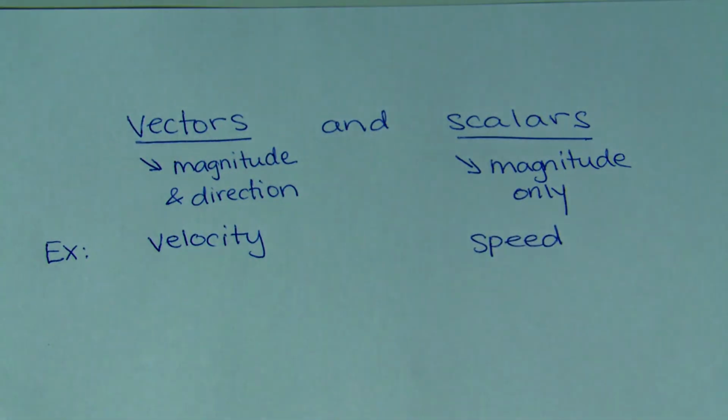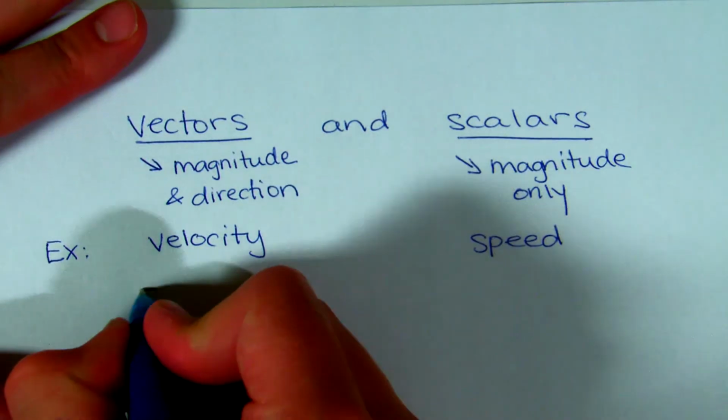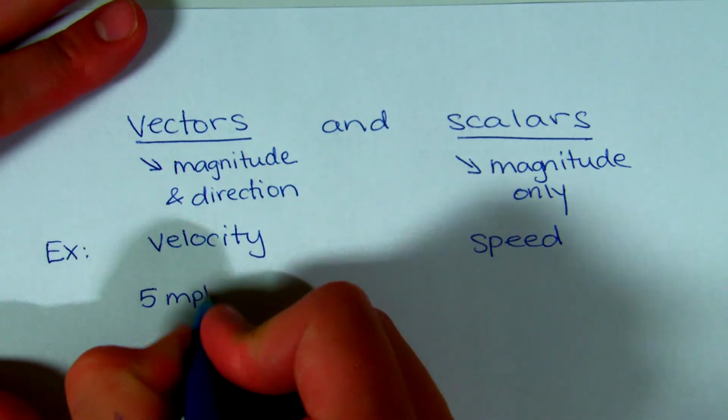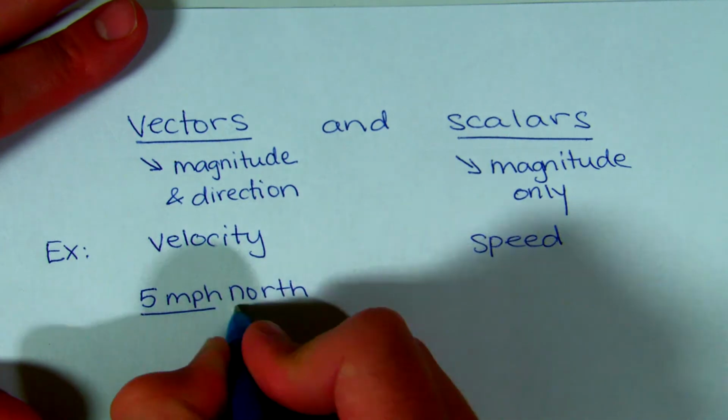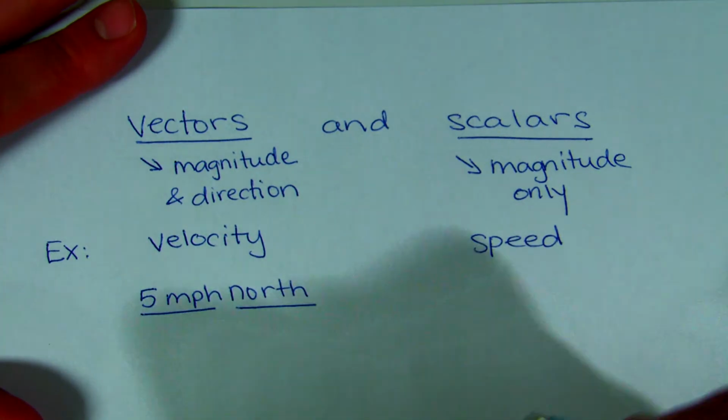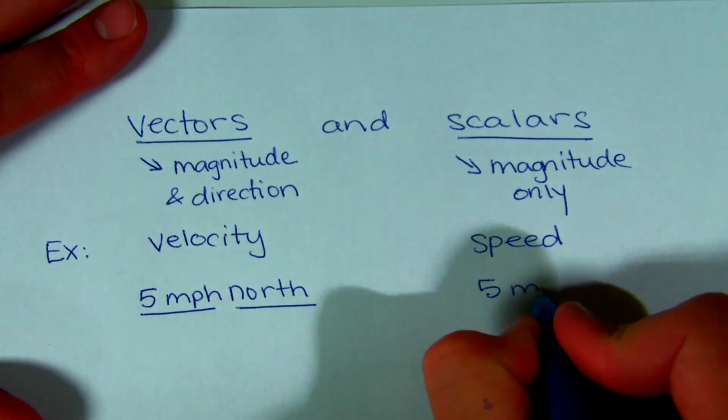A velocity would be, like the example I gave, 5 miles per hour north. We see the magnitude, 5 miles per hour, as well as the direction. The speed would simply be 5 miles per hour.